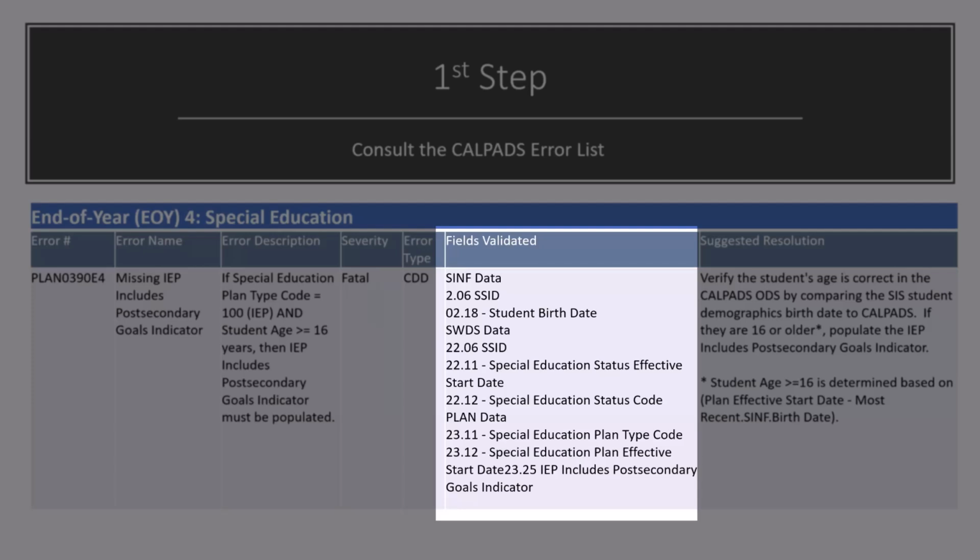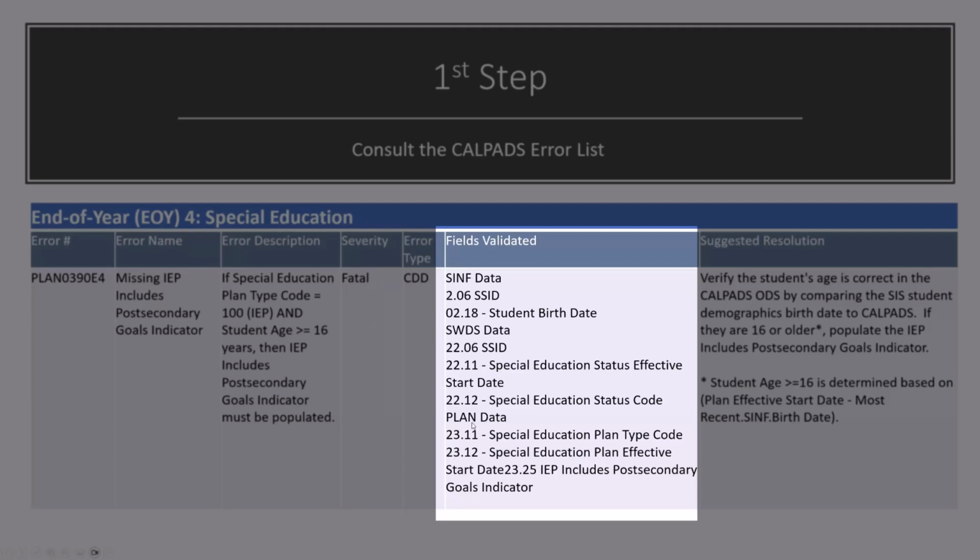Now the fields validated help you identify where to look in CALPADS to identify the nature of the discrepancy. You can see that it says SINF data. We're going to look at the student's demographic record and verify the student's birth date, making sure that the student is 16 or above. SWDS data, the student special education status or students with disability status data, making sure that the student is eligible and participating on the date or for the reporting period.